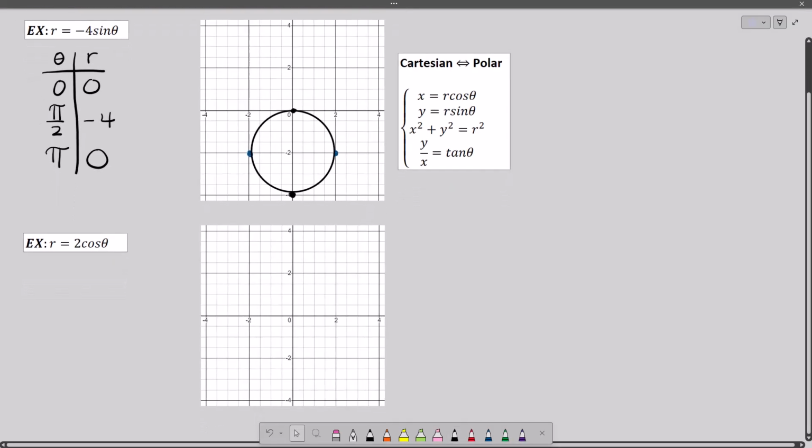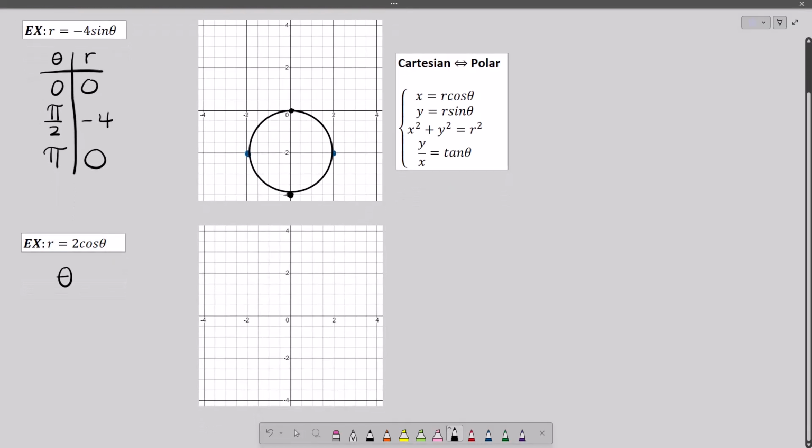So let's try this one. Same process. Let's plug in a theta and get some r's. We plug in 0. So 0 degrees, 0 radians that way. Cosine of 0 is 1. 1 times 2 is 2. So in the 0 direction, that's to the right, our point is 2 units from the origin. So that's our first point. So theta equals 0 is over there.